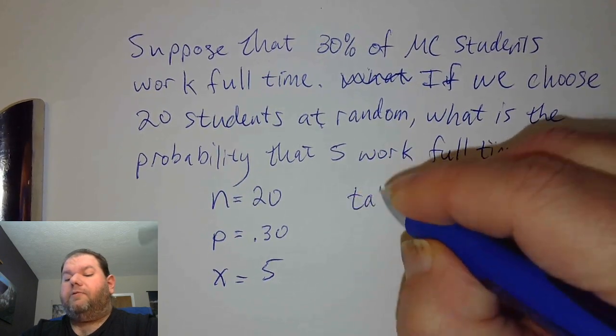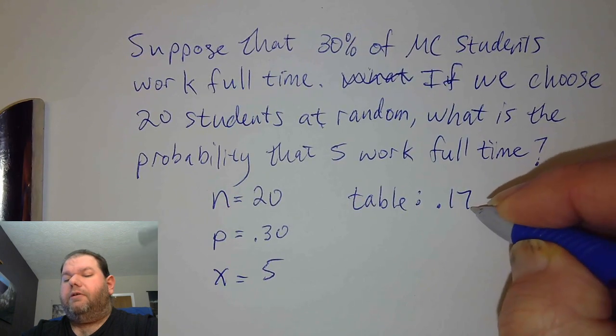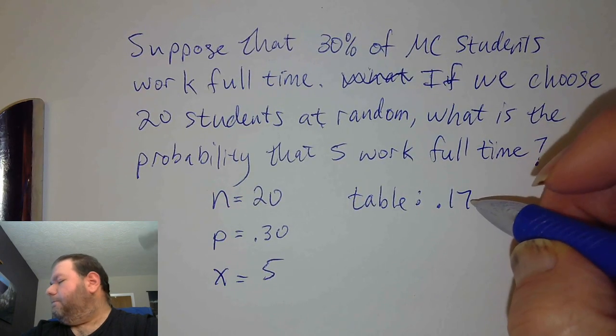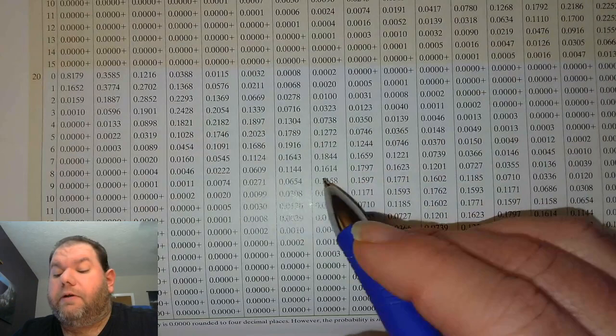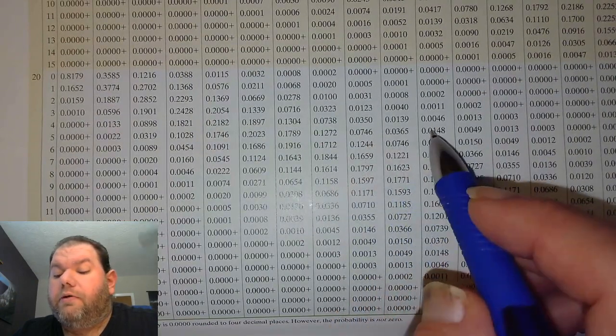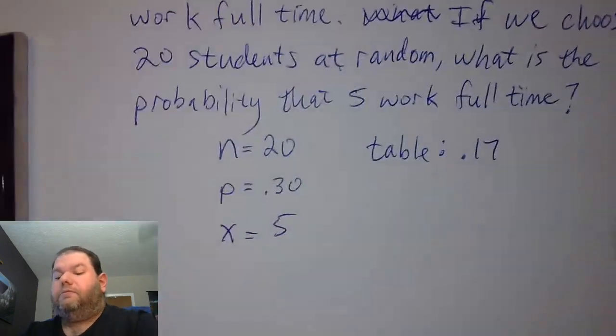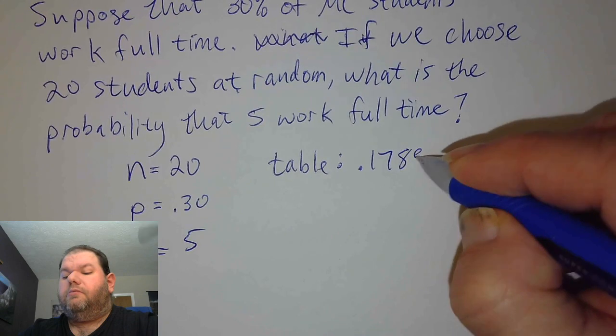So from our table, we got 0.17. I forgot the number already. Where'd we go? 1789. Okay.